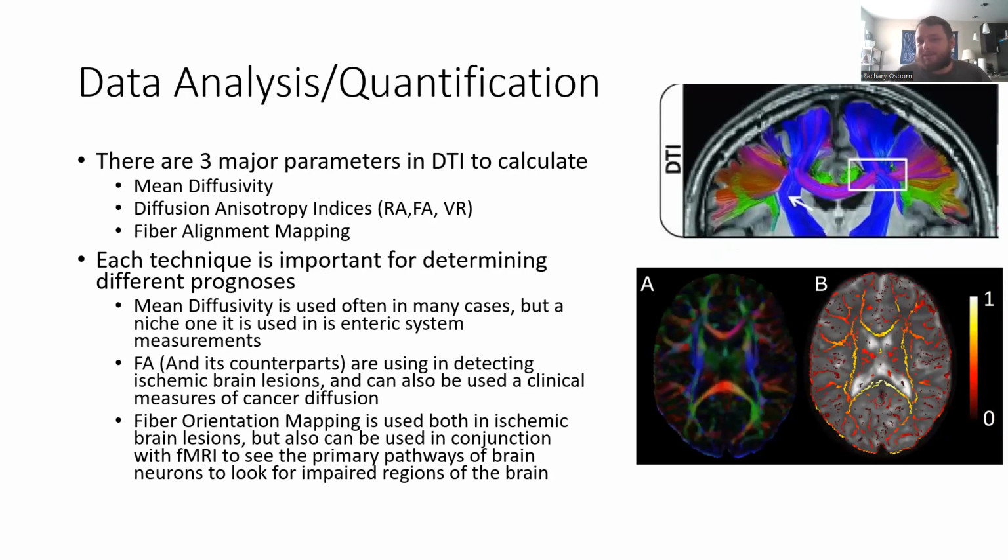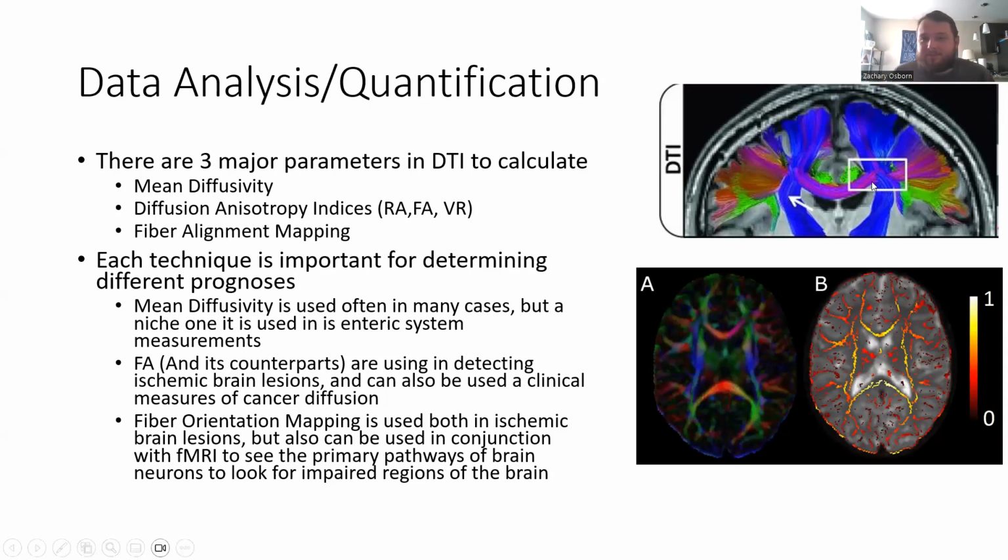Mean diffusivity basically is just the average of the diagonal of the diffusion tensor. And essentially what it does is just gives your voxel a non-directional average of all the diffusion that's happening within that voxel. It's more niche when I was looking through my work. It's used, make no mistake about it, but the bigger ones are the diffusion anisotropy indices and fiber alignment mapping.